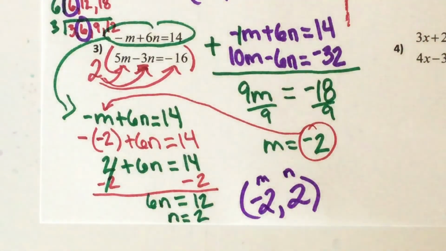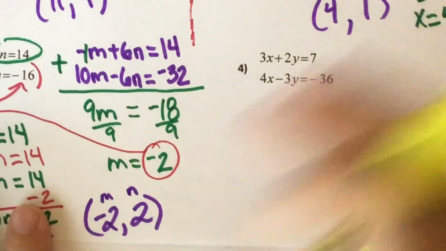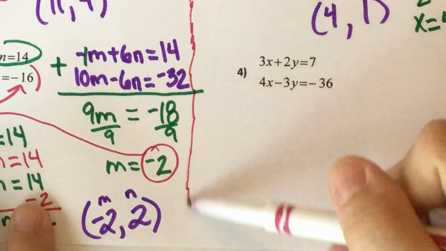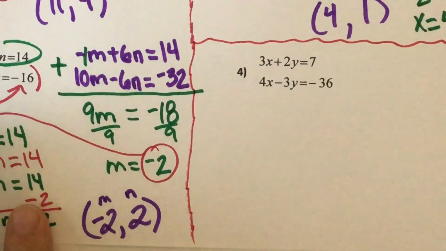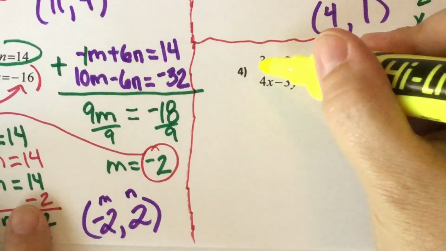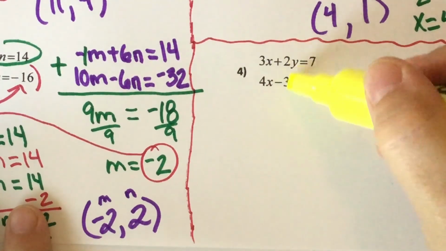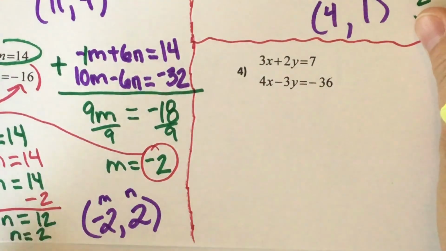Okay, this one was a little bit harder because it wasn't elimination ready, so we need to look at a few more like that. Okay, looking at number 4. Does it look like it's elimination ready to you? Nope. Your x's are not the same number with opposite signs, and your y's are not the same number with opposite signs. So I have to make it elimination ready.